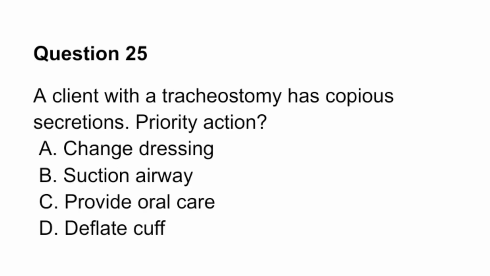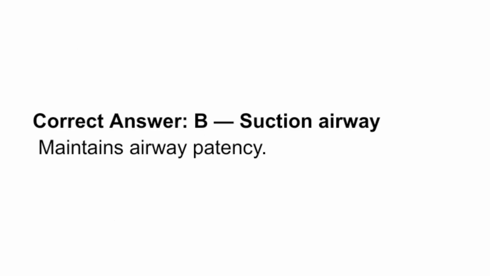Question 25. A client with a tracheostomy has copious secretions. Priority action: A. Change dressing. B. Suction airway. C. Provide oral care. D. Deflate cuff. Correct answer, B. Suction airway. Maintains airway patency.